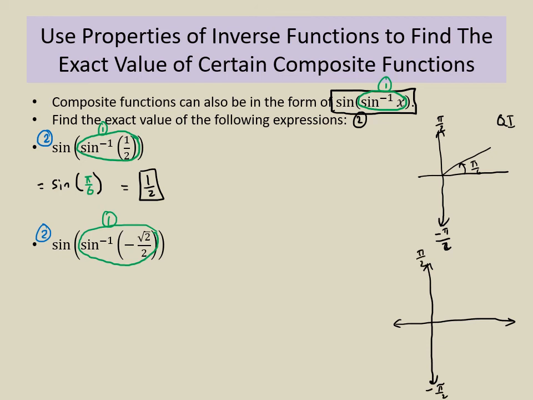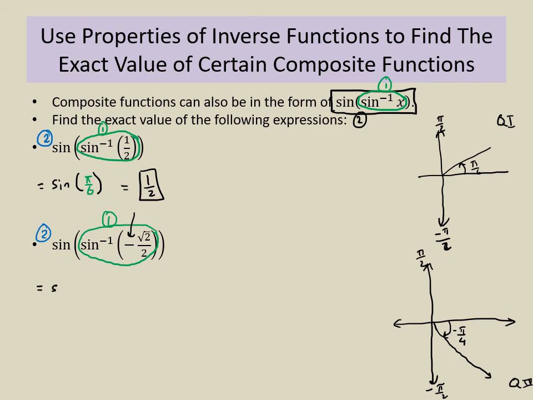Which quadrant are we looking for that angle in? The sine is negative, so we're looking in Q4. And what angle has a sine of root 2 over 2? 45 degrees, pi over 4. So that would be the angle negative pi over 4 right there.